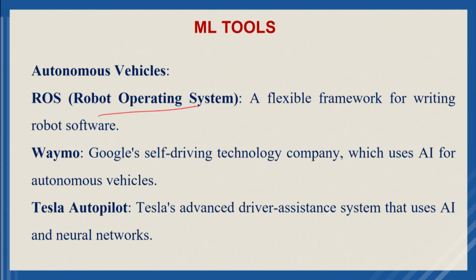While moving on to the discipline of autonomous vehicles, the tools that are there are the Robot Operating System, which is a very flexible framework for writing robot software, and Waymo, which is the Google self driving technology, which uses AI for autonomous vehicles. And Tesla Autopilot, this is the tool that was developed by Tesla, which has an advanced driver assistance system, and it uses AI and neural networks.